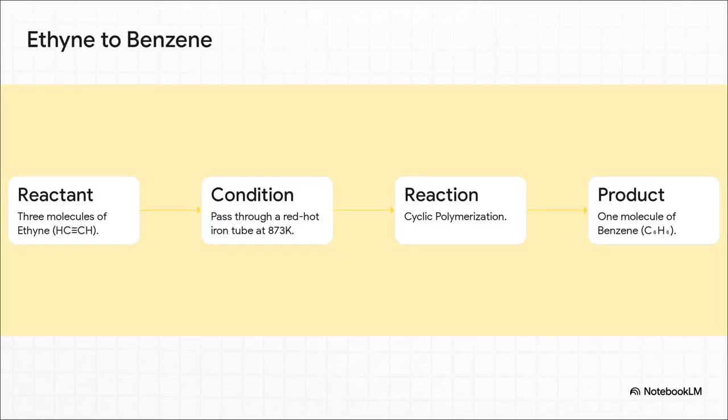And this reaction right here, this is the ultimate link. The cyclic polymerization of ethyne is just the most elegant way to step into the world of aromatics. You take 3 simple ethyne molecules, you pass them through a red-hot iron tube, and out comes one perfect molecule of benzene. This is your gateway from the aliphatic world to the aromatic one.